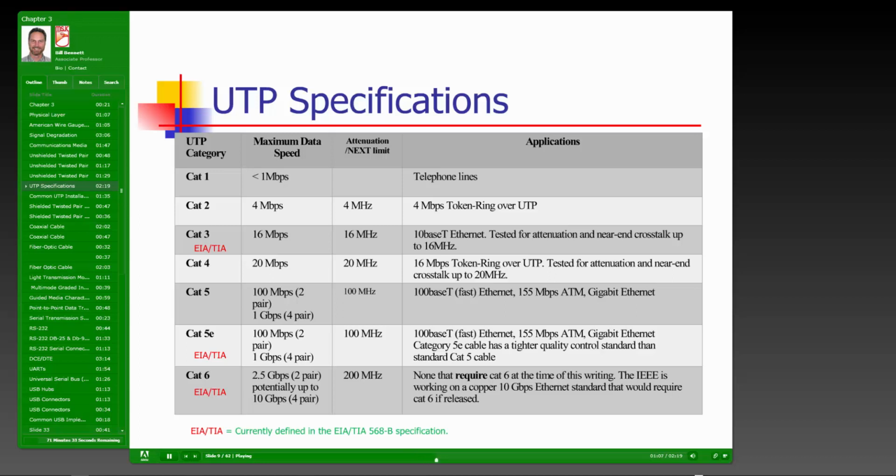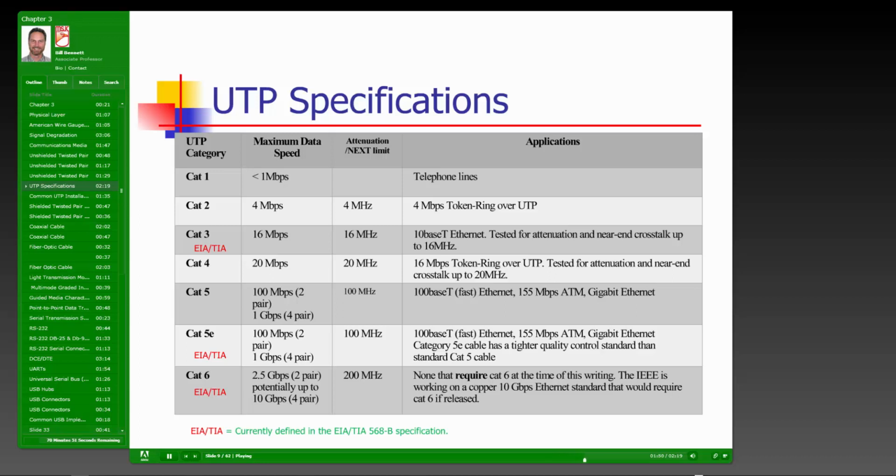And then category 5E is what's most commonly used today, that will transfer data at 100 megabits per second by using 2 pairs, and with 4 pairs the specification allows for up to 1 gigabit per second. The speed on that is 100 megahertz, and generally used in fast Ethernet networks, also in ATM and gigabit Ethernet networks. And there is a little bit higher quality of control standard with regards to category 5E than there is in category 5 cabling. So it's better off these days. I don't know if you can even buy category 5 anymore. I think most companies are selling you category 5E.